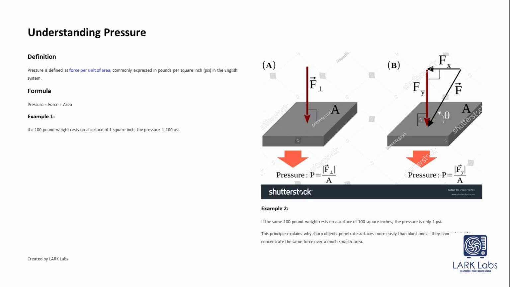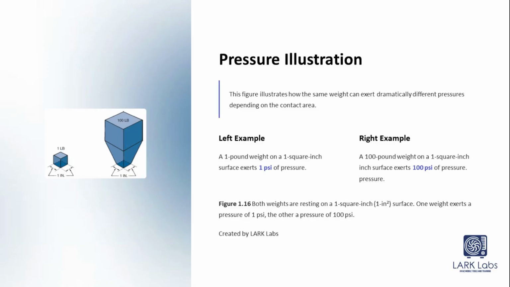Pressure is a fundamental concept in physics, defined as force per unit area. For instance, if a 100-pound weight rests on a 1 square foot area, the pressure is 100 psi. This principle is crucial in understanding how different surfaces can withstand varying forces. This illustration shows how the same weight can exert different pressures based on the contact area.